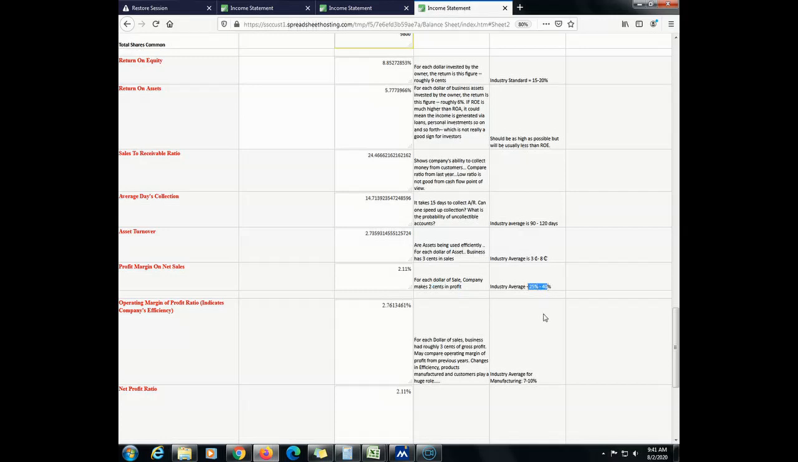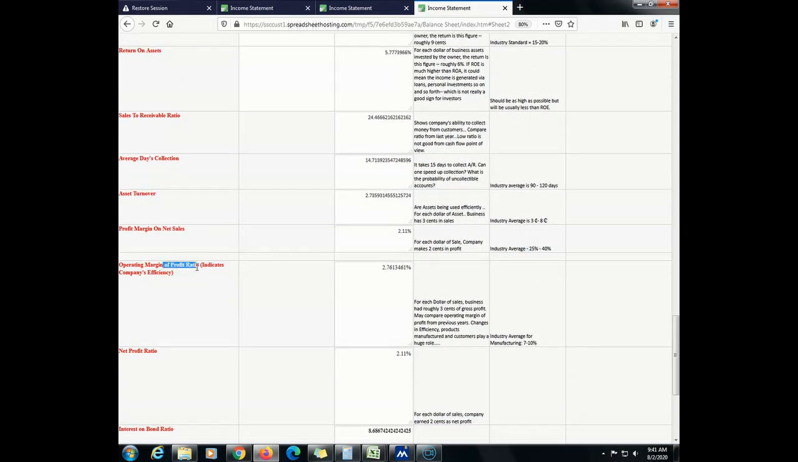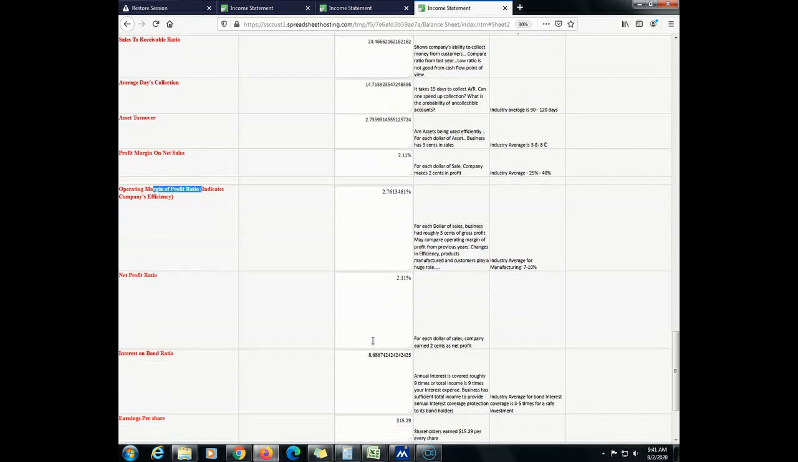25 to 40%. Operating margin of profit ratio. This is 2.76, which is roughly 3 cents, which basically means for each dollar of sales, the business had roughly 3 cents of gross profit. Industry average for a manufacturing business is 7 to 10%. Some factors that might affect this margin are things like efficiency in production if you're a manufacturing business, products manufactured, whether these products are in demand, as well as customer ratings.